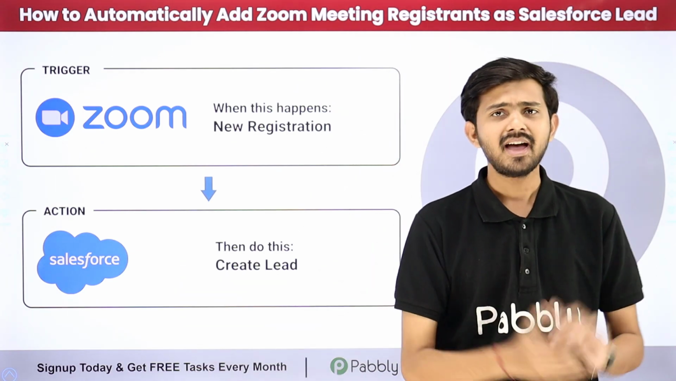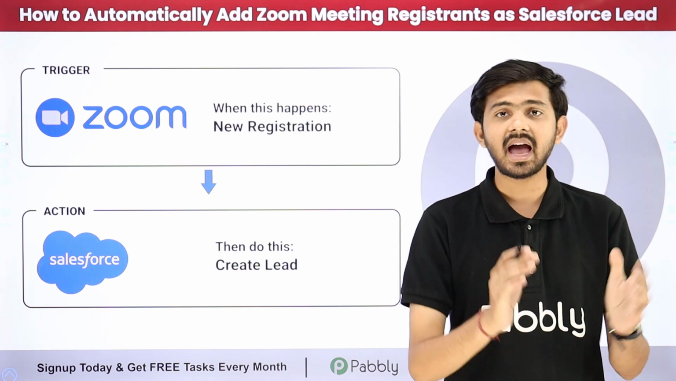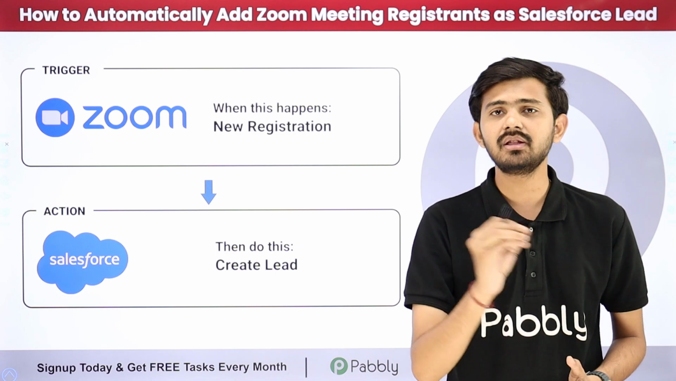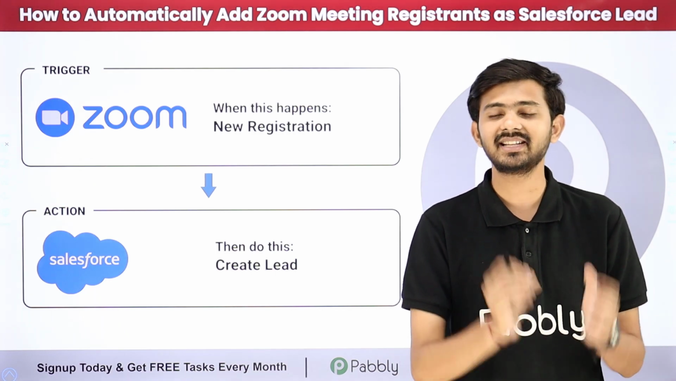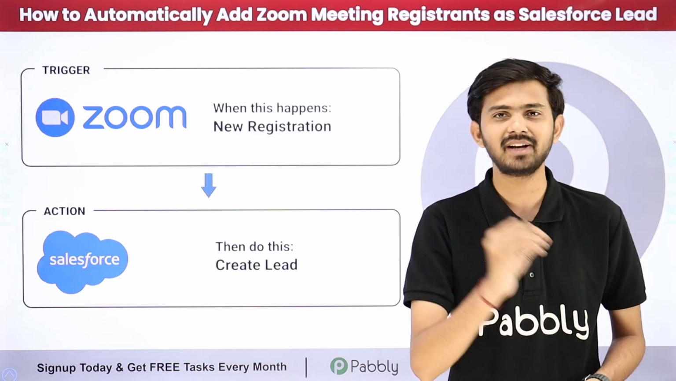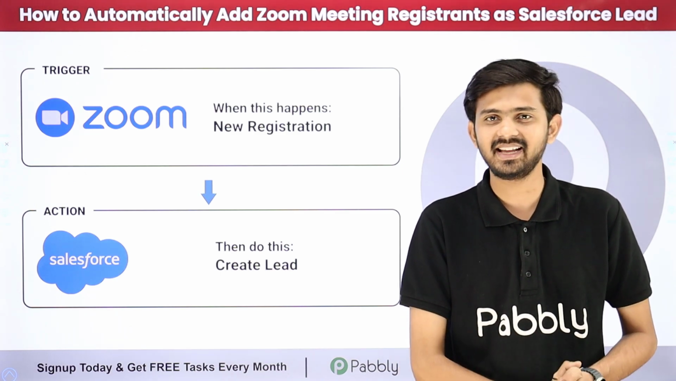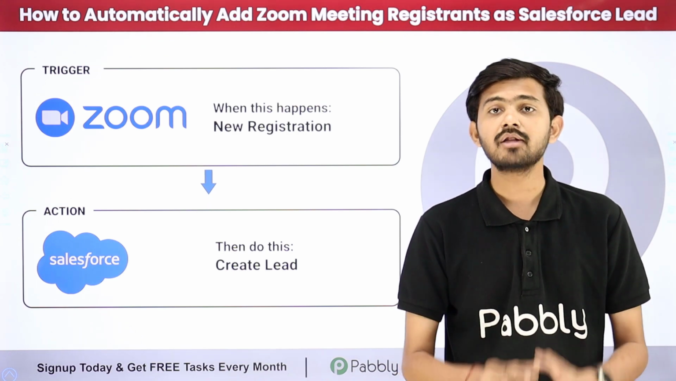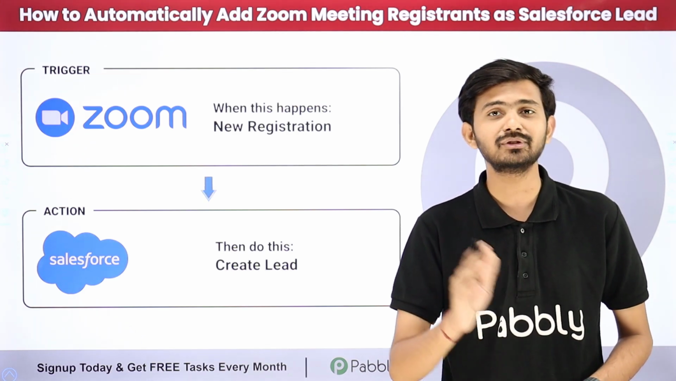Hello everyone, welcome back to Pabbly, and today our topic is how to automatically add Zoom meeting registrants as Salesforce lead. So I am running a real estate company, and in my company I am running a virtual property tour. I am running this tool by using Zoom, and here what I want to do is that whenever I am going to receive a new registration for my tour or I am getting a new registrant detail, then automatically by using those details I am going to consider that as a new lead. So I am going to create a new lead in my Salesforce account.